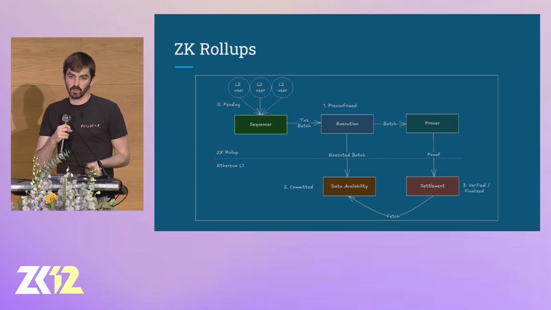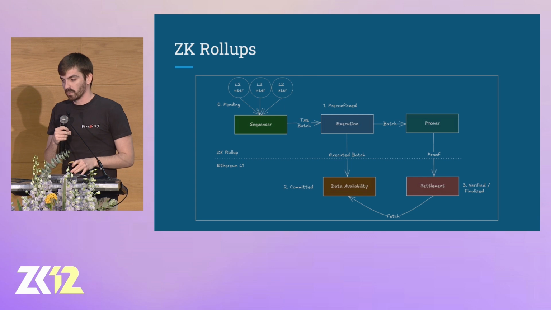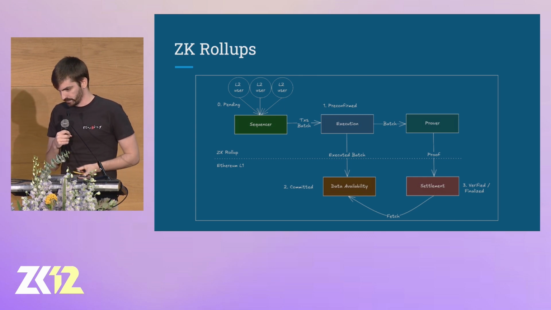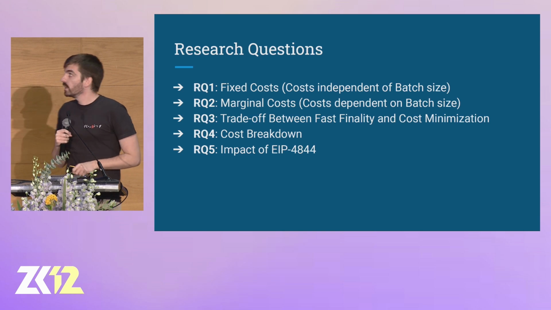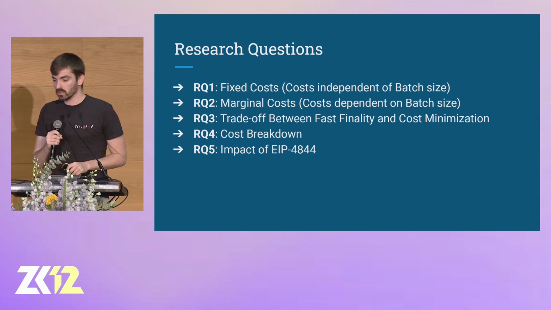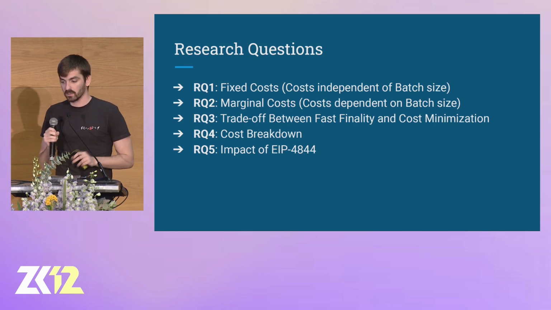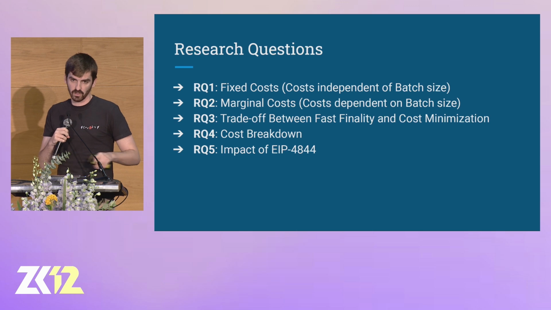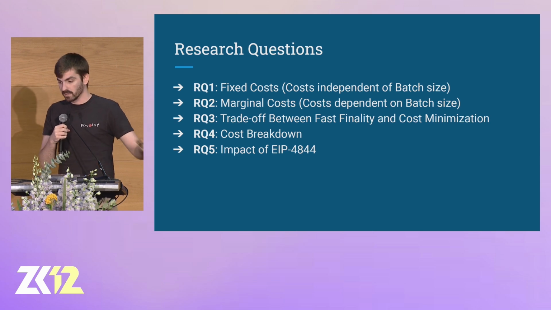And at that point, we can say that our transactions have been finalized and we are safe to proceed. So we had a few research questions for ZK-Rollups in particular, and we wanted to investigate what the fixed costs are. Fixed costs are the cost of a batch independently of the transactions that have been included in the batch. Marginal cost has to do specifically with transactions.